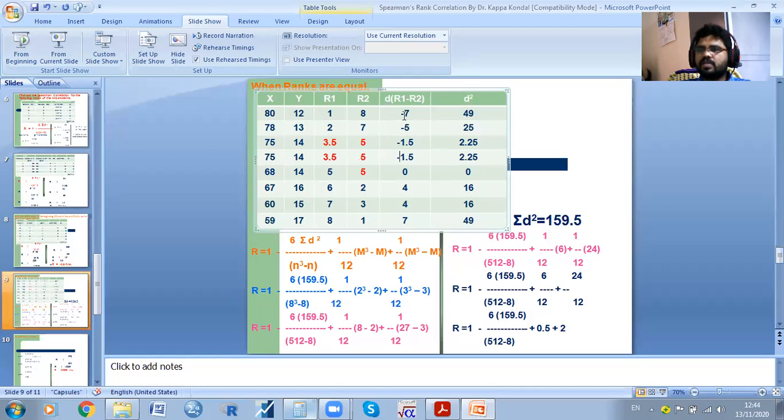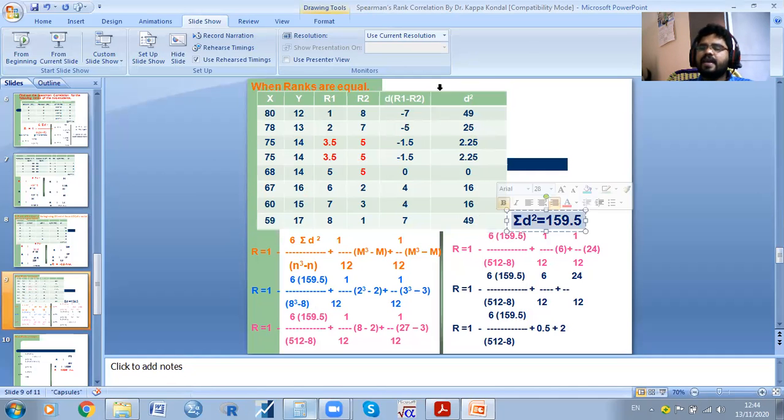Then d square: 7 into 7 is 49, 5 into 5 is 25, 1.5 into 1.5 is 2.25, 1.5 into 1.5 is 2.25, 0 into 0 is 0, 4 into 4 is 16, 4 into 4 is 16, 7 into 7 is 49. After calculating the total, the sum of d square is equal to 159.5. Okay. Then when the ranks are repeated, the formula is different.